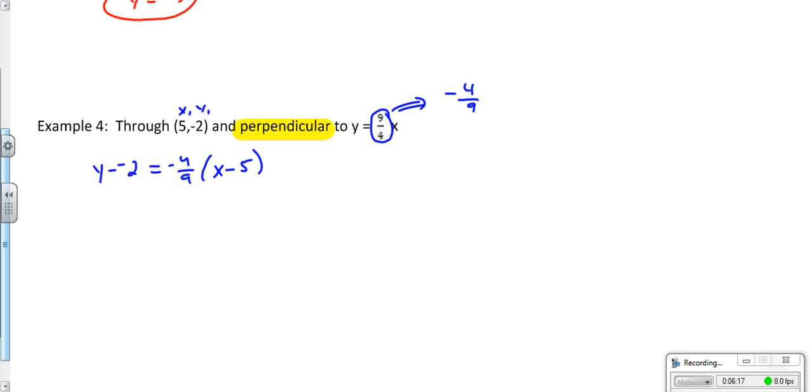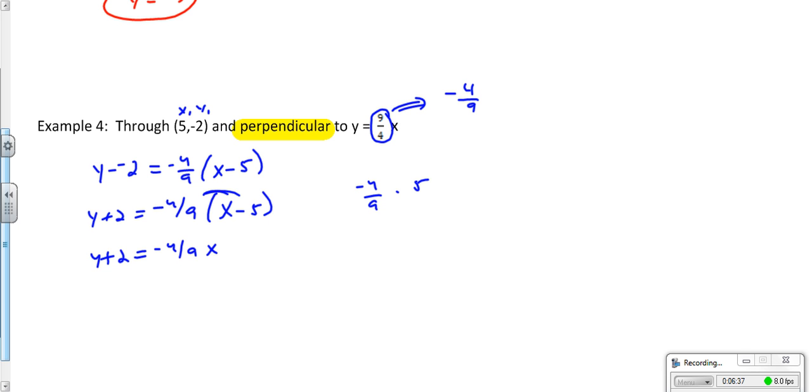And then in parentheses x minus x1. So we clean it up. Distribute. Now, negative 4/9 times a negative 5. We go ahead and top times top, and we get positive 20. Bottom times bottom, we get 9. So 20 over 9 positive. We subtract 2.